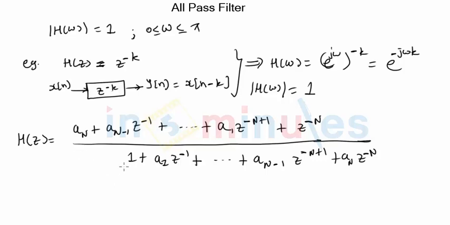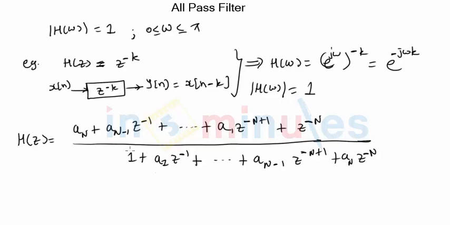Now if you observe carefully, in the numerator, the constant term is a_N. The next z inverse term has the coefficient a_(N-1), a_(N-2), a_(N-3). As you go towards the higher order terms, the last coefficients are a_1, and the z raised to minus N has coefficient equal to 1. Now the denominator also has similar terms. You can see z inverse, z raised to minus 2. The last terms will be z raised to minus N plus 1, z raised to minus N. But the coefficients are appearing in the reverse order.